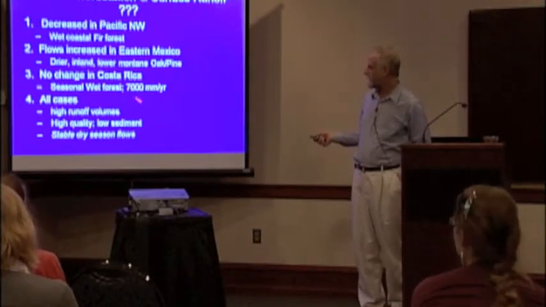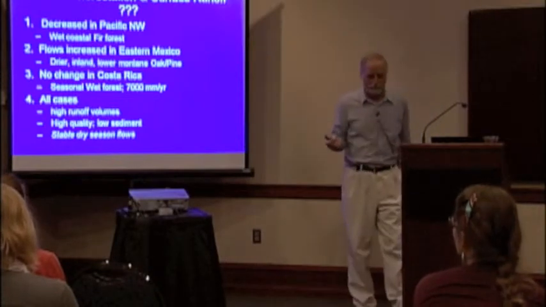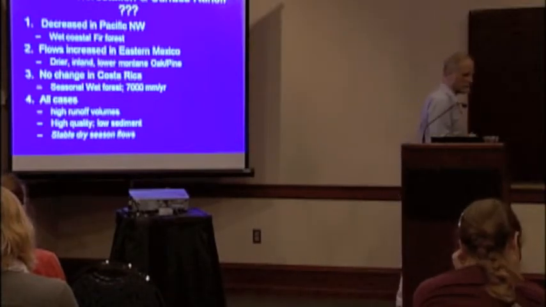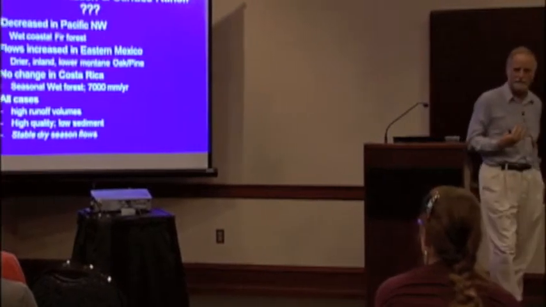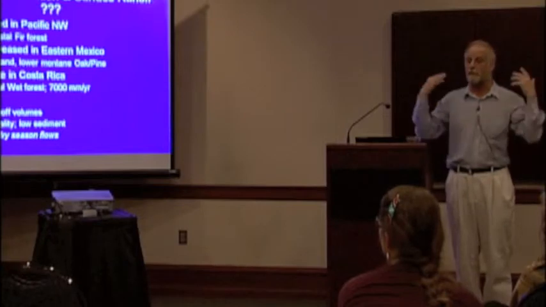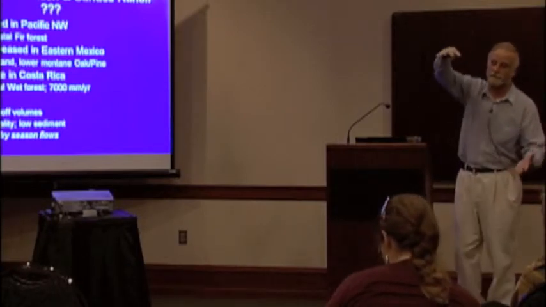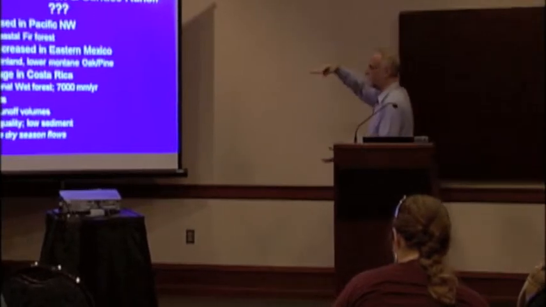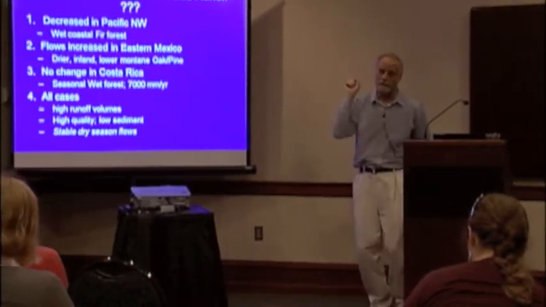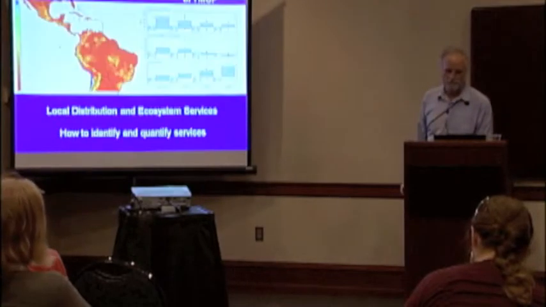In all cases, you get very high quality water. And what turns out to be important, especially for the hydroelectric power companies, is that these are stable dry season flows. So when there's no rain, you're still getting clouds. They have a great deal of water stored in the upper soil profile. And so they're letting the hydropower plants and the farmers use water all year round. So it seems to be it.